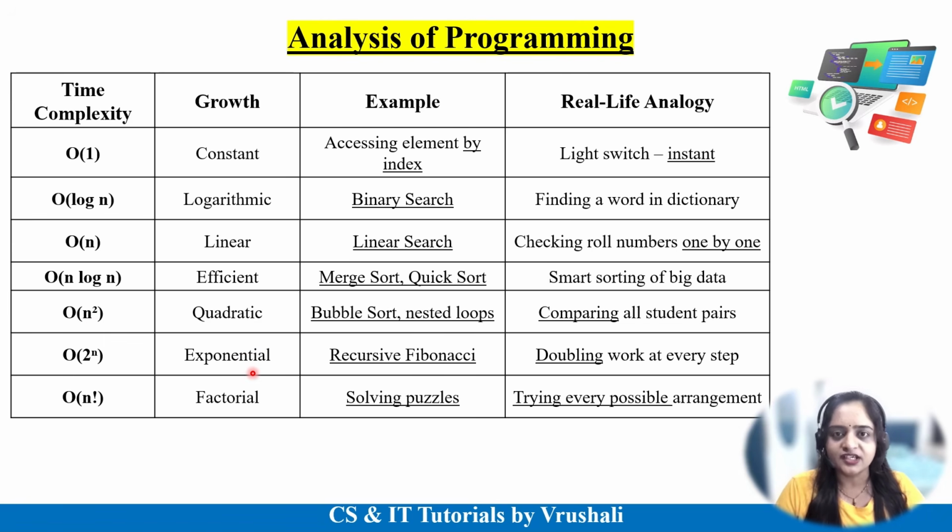Next one is exponential growth. If your program is related to the Fibonacci series or recursive operations, then its time complexity is big O 2 to the power n. Again, if you want to do programming related to the factorial concept, or solve particular puzzles, where many times you have to try multiple possible options, right? For that purpose, the time complexity of this scenario is big O n factorial. So this is the analysis of programming. As per this growth, you decide the time complexity of a particular program.